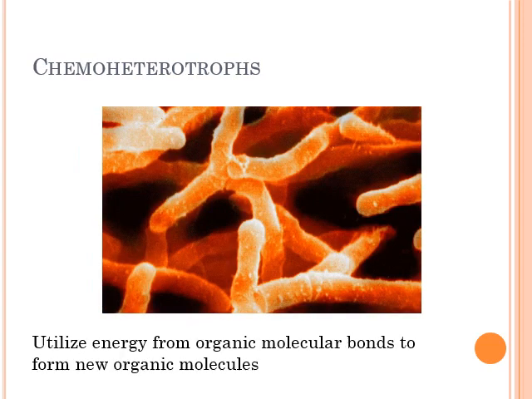Then you've got your chemoheterotrophs. They use energy from organic molecular bonds to form new organic molecular bonds. You are a chemoheterotroph. You don't get to make your own food. You have to take it in from the environment. So those are the 4 ways that bacteria can get nutrients.